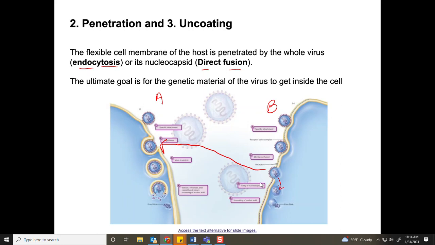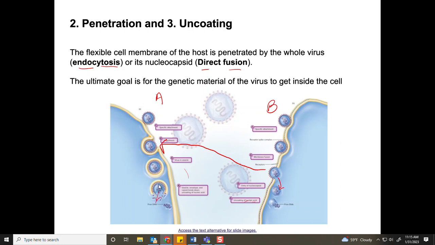So then in step 4, we're going to have the uncoating of the nucleic acid. So our capsid breaks down and it frees the DNA or RNA of this virus, so it can now move on to the next step. Likewise in scenario A, the virus is in a vesicle, but that envelope and the capsid break down, which uncoats the nucleic acid, which is now free to do the next step.